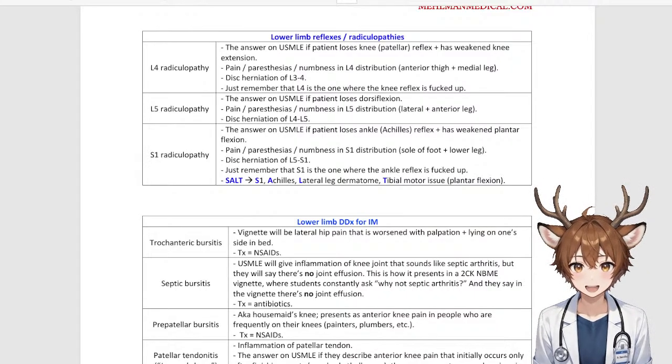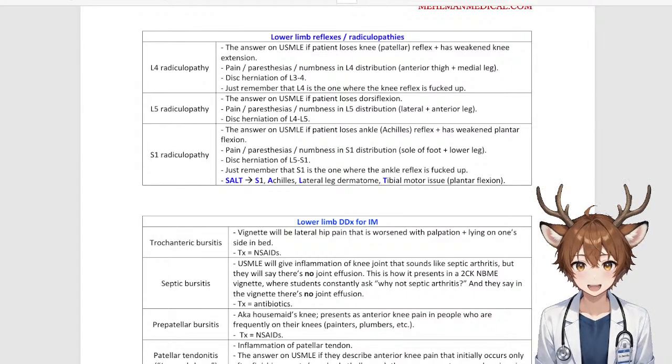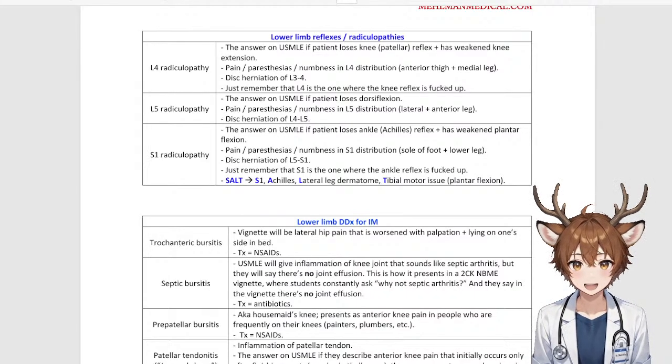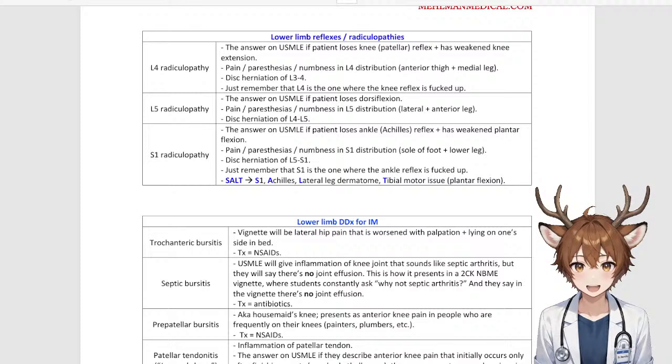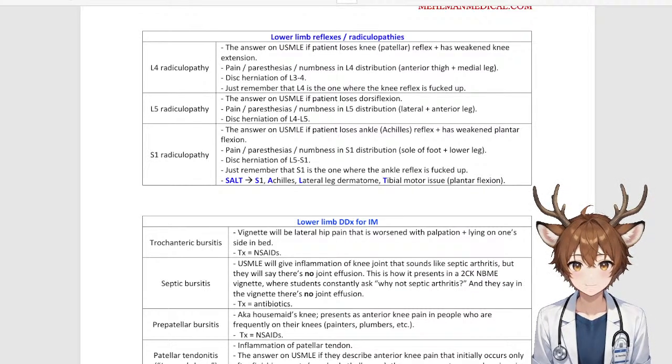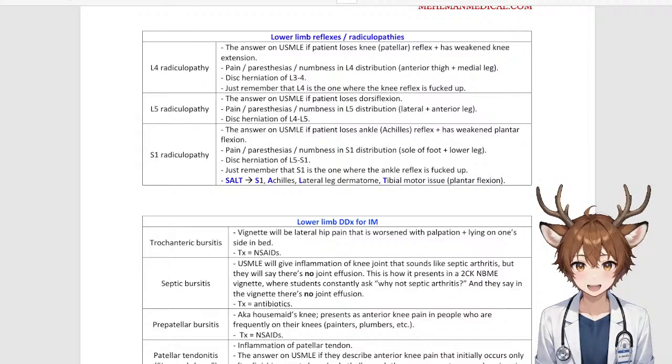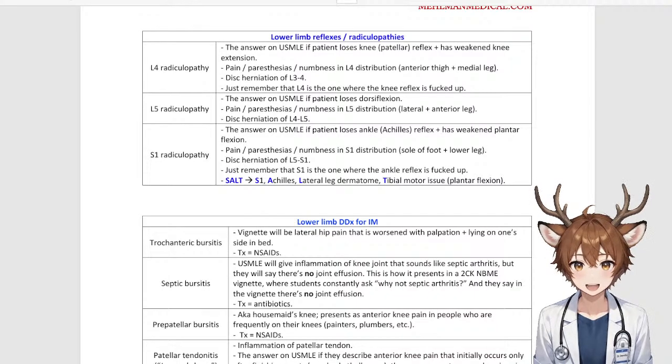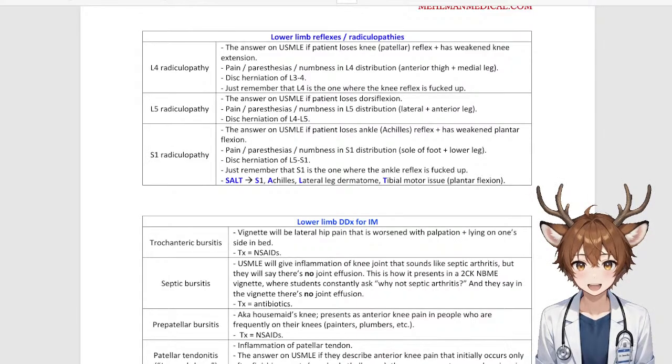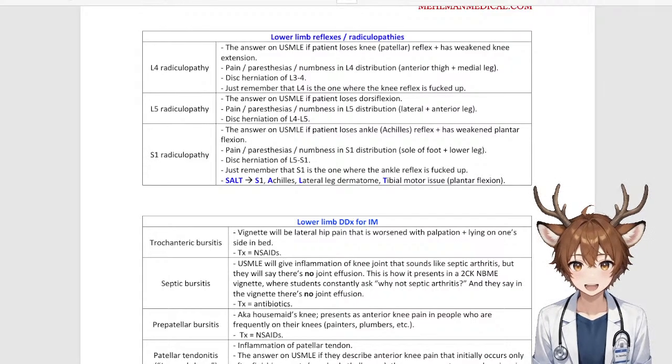Lower limb reflexes / radiculopathies. So L4 radiculopathy, the answer in USMLE if the patient loses their knee patellar reflex plus has weakened knee extension. The pain / paresthesias and numbness in L4 distribution, anterior thigh plus medial leg. Disc herniation of L3, L4. Yep, it's a lower level. Just remember that L4 is the one where the knee reflex is messed up.